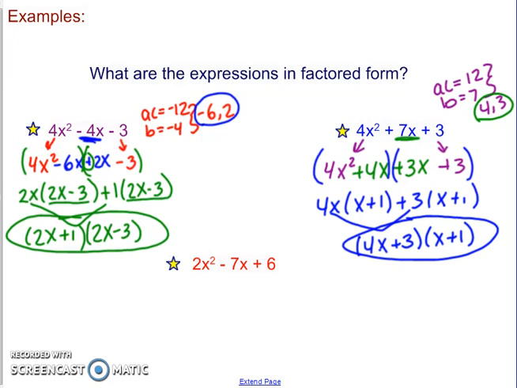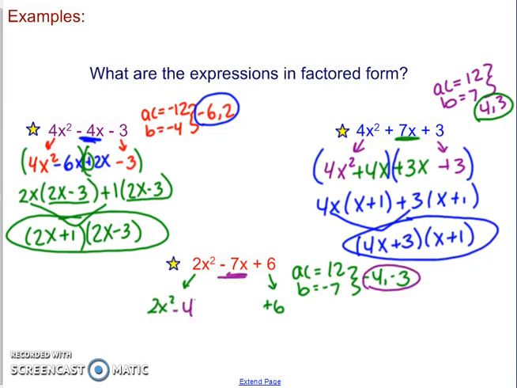Okay, and then this last one, a times c, 2 times 6 is 12, b is negative 7. So it multiplies to 12 and adds to negative 7. We're going to use negative 4 and negative 3. So 2x squared comes down, 6 comes down. We're going to rewrite this negative 7x using negative 4x and minus 3x. And we're going to group the first two, group the second two.